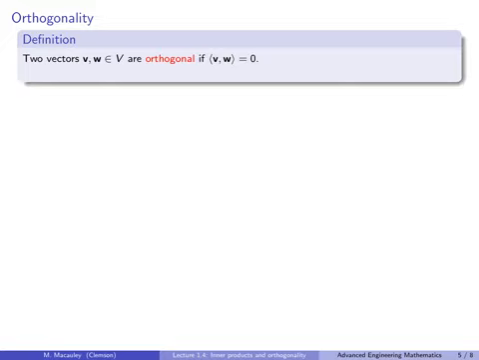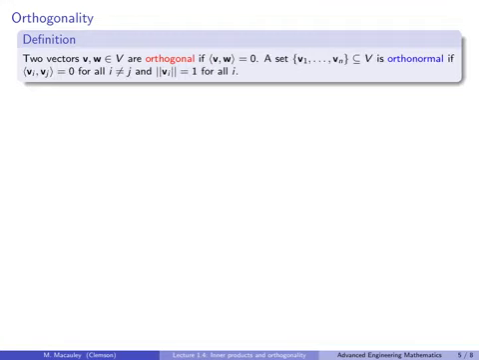Two vectors, v and w, in our space are said to be orthogonal if their inner product is equal to 0. A set v1 up to vn of vectors is orthonormal if you take any two of them, take their inner product, you get 0, so they're pairwise orthogonal, and all of them have unit length. So orthonormal, think of it as meaning orthogonal and they're all normal vectors.